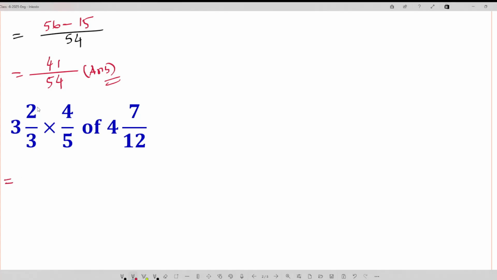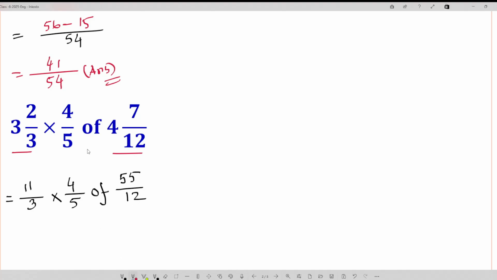2/3 times 4/5 of 4 7/12. Here is a mixed fraction, 4 and 7/12. First we have to make this one an improper fraction. So 12 times 4 is 48, 48 and 7 will be 55 over 12. So 2/3 times 4/5 of 55/12.